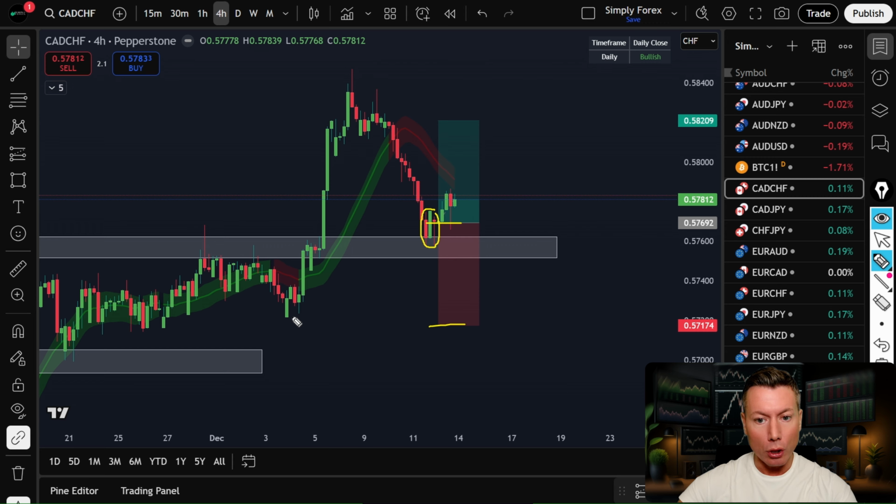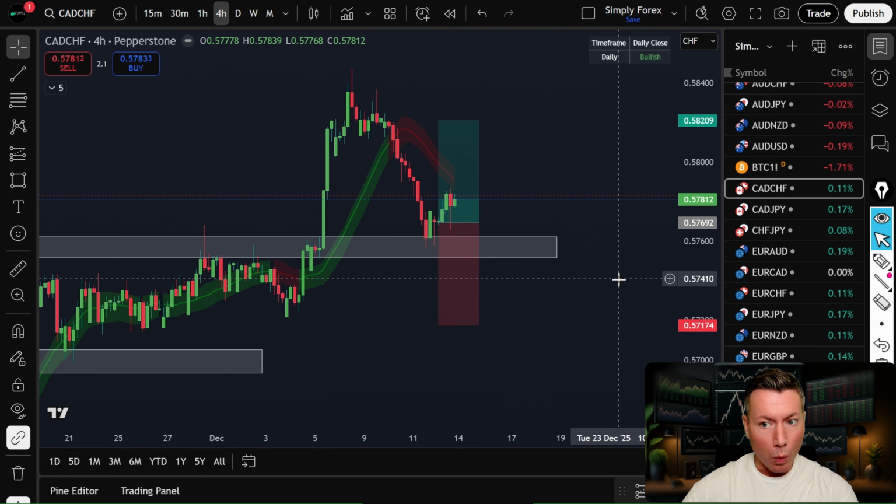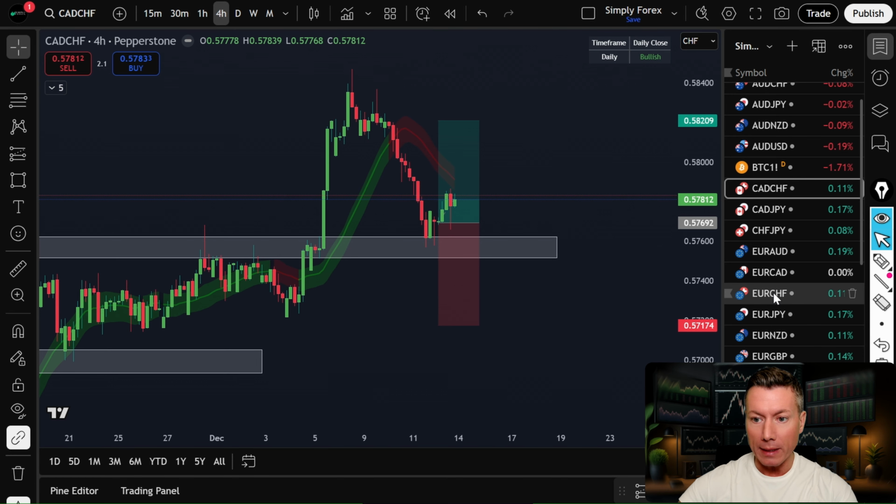Put my stop well below these lows here, which is actually a daily low, and the idea is to come back up to these highs. Like I say, take some profit, let some profit run. So Canadian dollar Swiss franc, that is our first Canadian dollar strength trade. I also like Euro CAD, Pound CAD, but while we're on Swiss franc pairs, let's take a quick look at Euro Swiss franc because I'm also in this trade.